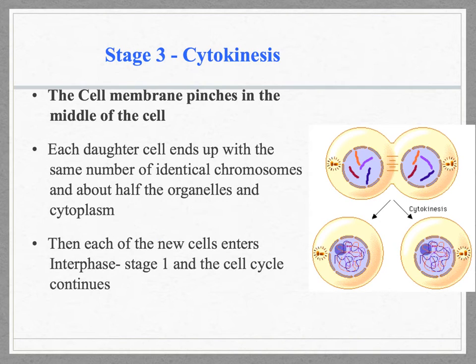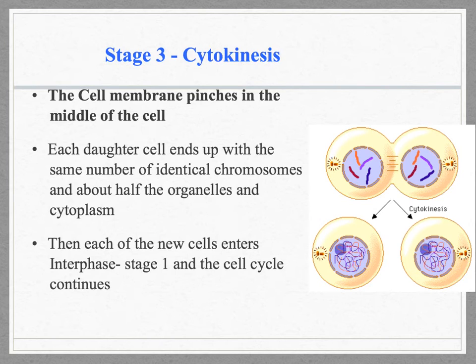The final stage of the cell cycle is cytokinesis. During cytokinesis, the cell completes the process of cell division. The cell membrane pinches in the middle of the cell. During this stage, the cytoplasm also divides and distributes half of the organelles to each of the daughter cells. The new cells will continue the cycle and enter interphase. As you can see, the cell cycle repeats itself over and over again.